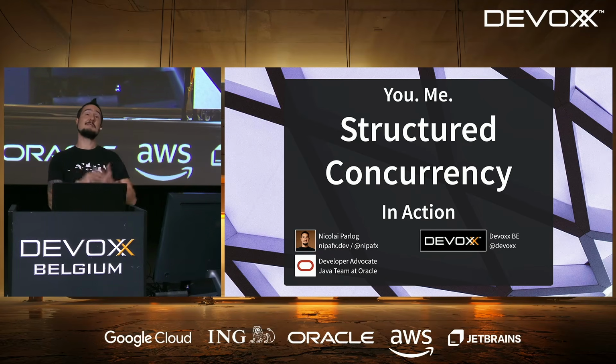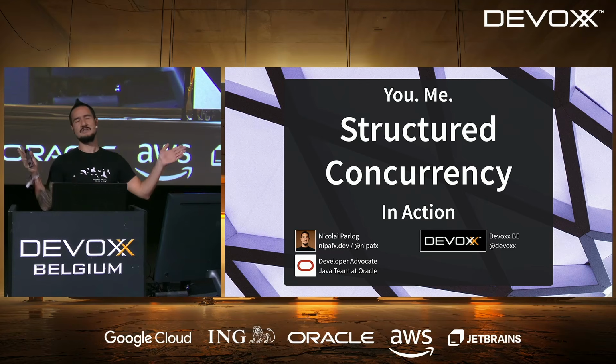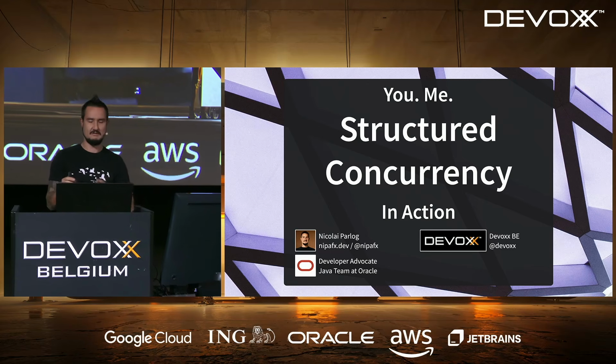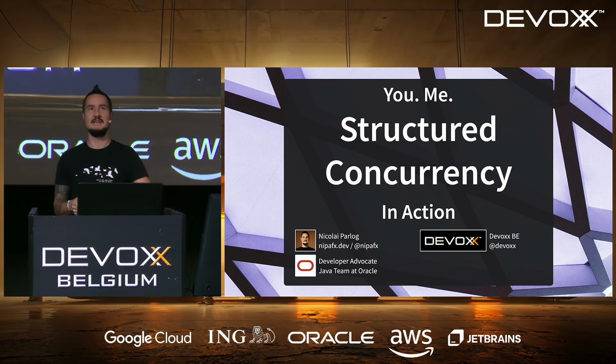My name is Nikolai Parlok. I'm a Java developer advocate at Oracle, and today it's going to be you, me, and structured concurrency in action. Although the action will be somewhat limited, because I originally planned this as a live coding talk, but then I realized I want to show you that much that live coding does not comply with how fast my fingers can move. So, I'll show you code even in an IDE, and I'll run it too, but I won't type it out live. I hope you're okay with that.